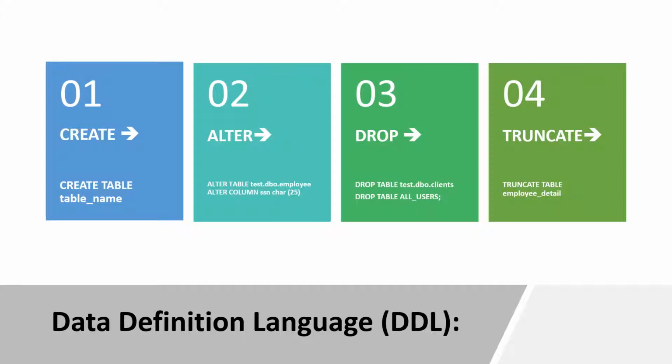If you drop a table, all the rows in the table are deleted, and the table structure is removed from the database. The SQL truncate table statement is used to remove all records from a table. It performs the same function as a delete statement without a where clause.